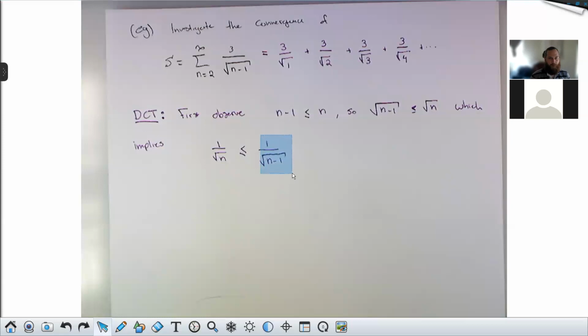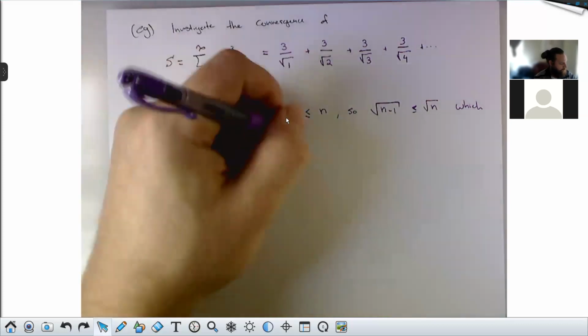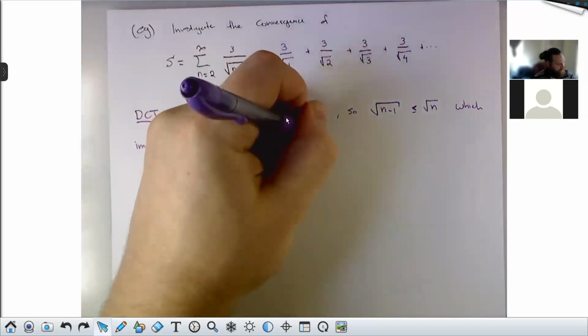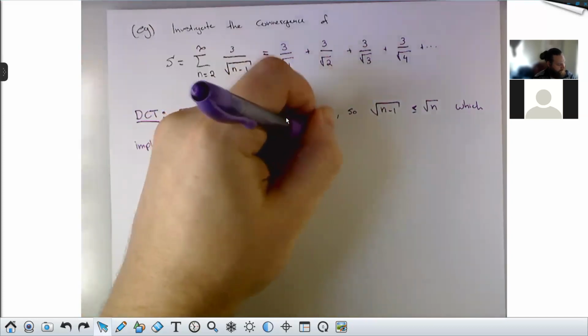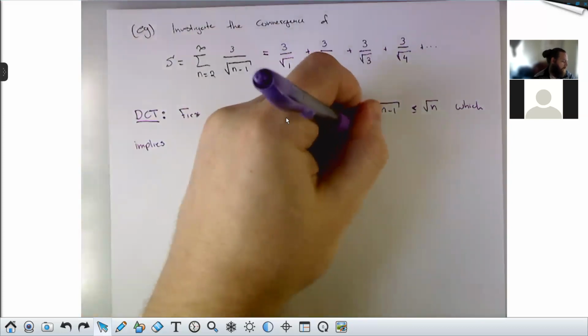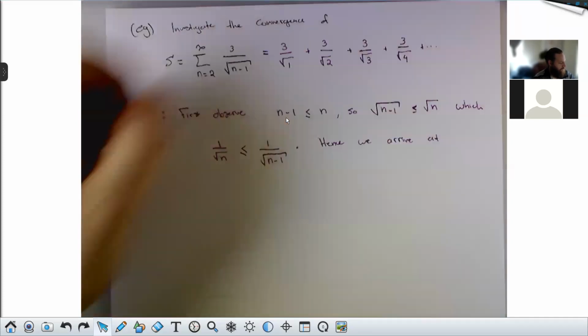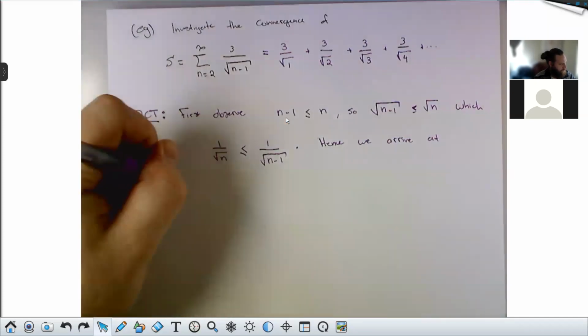Now, if I multiply this guy by 3, he will turn into the thing inside my series. That's what I want. I want my thing to show up in this inequality. And when I multiply this by 3, it gets bigger. So we say, hence, we arrive at the inequality.